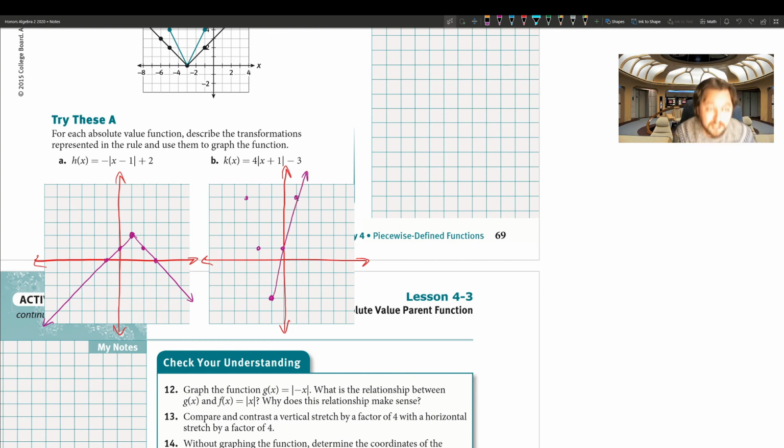And there we go. Now, if you are ever in doubt, I would always recommend making yourself a table of values, or doing what I did, taking your vertex as a reference point and then choosing a point to the right of it and putting it in your equation and seeing what you get, taking a point to the left of it, putting it in the equation and seeing what you get. It might be a little bit faster than a table of values, and it's always great to check your work if you're unsure.